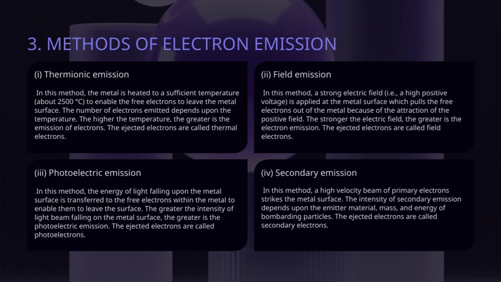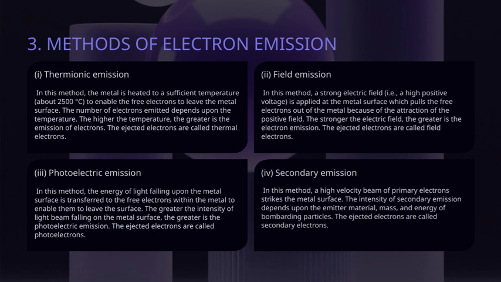Moving on to photoelectric emission, this occurs when light falls on the metal's surface. The energy from the light is transferred to the free electrons inside the metal, giving them enough energy to leave the surface. The more intense the light beam, the greater the number of electrons ejected. These are called photoelectrons.